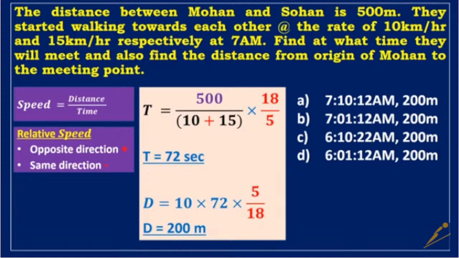The time required to travel 500 meters is 72 seconds. The distance from Mohan's origin to the meeting point is 10 into 72 into 5 by 18 equals 200 meters. As a result, Mohan and Sohan will meet at 200 meters. The correct answer is option B: 7 hours 1 minute 12 seconds, and 200 meters.